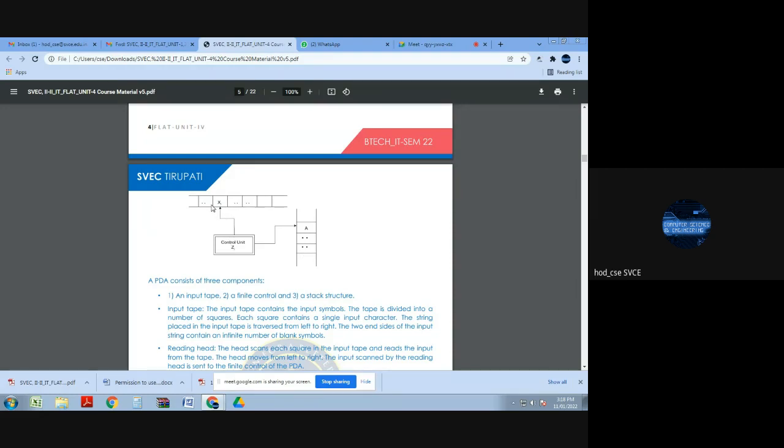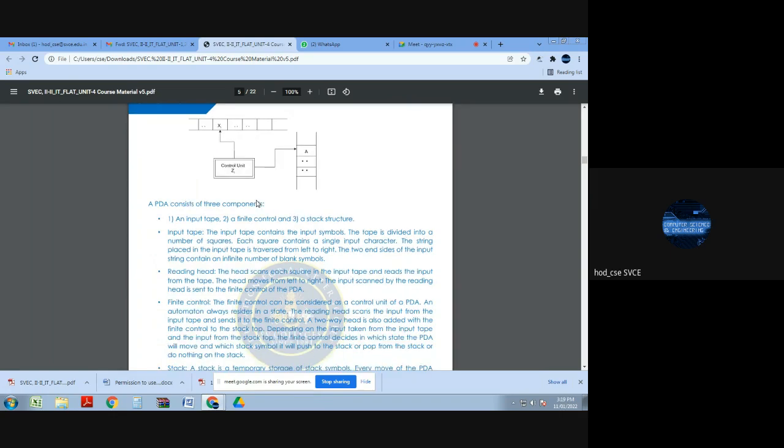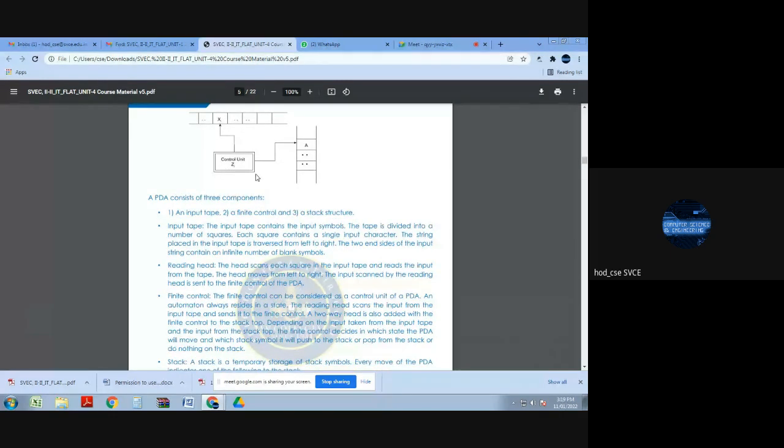The input tape is divided into n number of blocks. Each block stores one input symbol. In the finite control, we have one read-write head. That head scans each square in the input tape and reads the input from the tape. The head will move from left to right only; moving to the left is not possible. Once it reads one input, the head moves to the next block. Then the finite control can be considered as the control unit of a PDA.